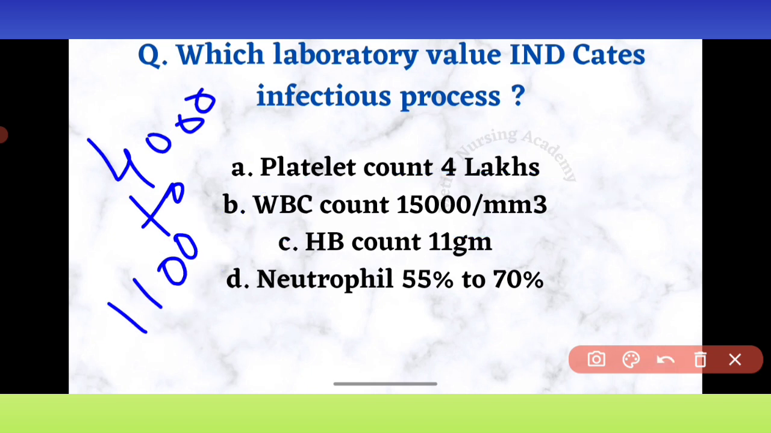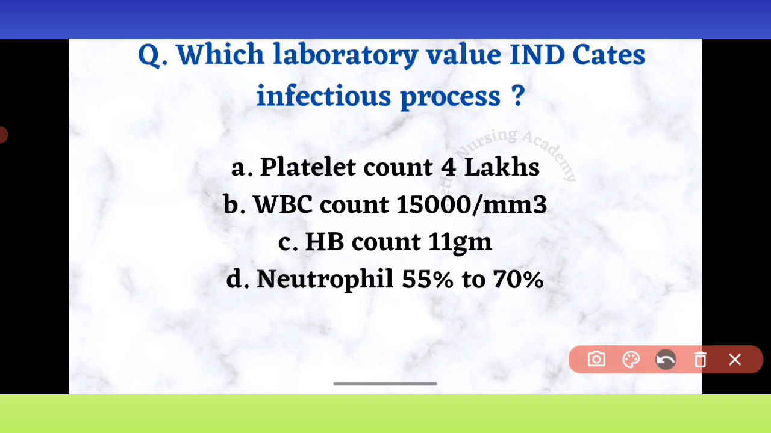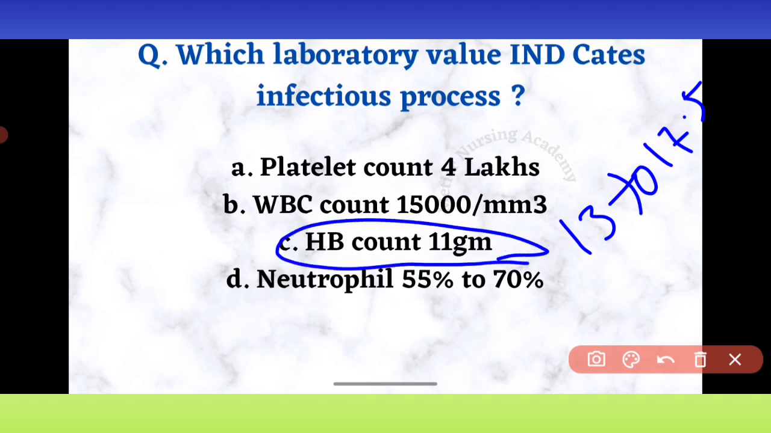And what is the next option? That is HB count 11 grams. As you all know, for females it is 12 to 16, and for male it is 13 to 17 or 17.5. It varies according to the book. Here the HB count is 11 grams, that is borderline, but still it is nowhere related to the infectious process. So we can remove the option C.